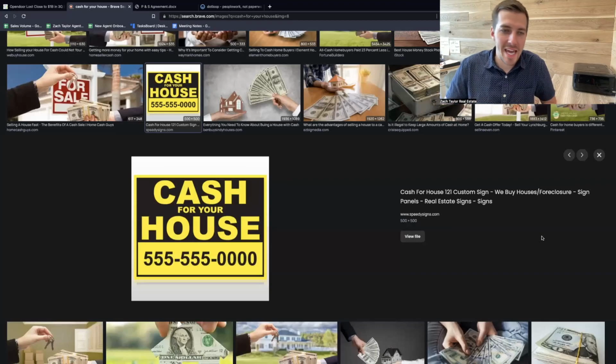So have you ever seen these "cash for your house" signs on the side of the road? Sometimes they're referred to as bandit signs because maybe the local city or county doesn't allow them, so maybe you just see them on the weekend. Well, these signs usually are from wholesalers. This is another branch within the real estate world.